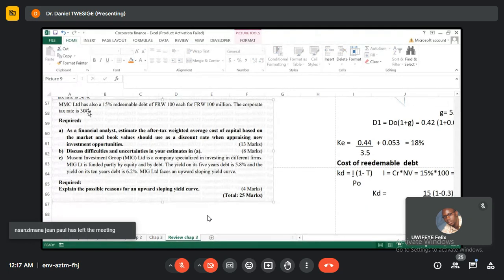They are saying discuss difficulties and uncertainty in your estimate. So in that case, we are assuming the debt has no maturity period. It is irredeemable. It's not going to be redeemed. And we are assuming that the par value and the market value are the same.